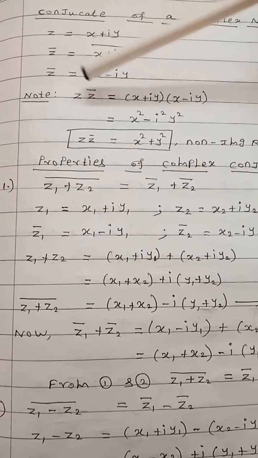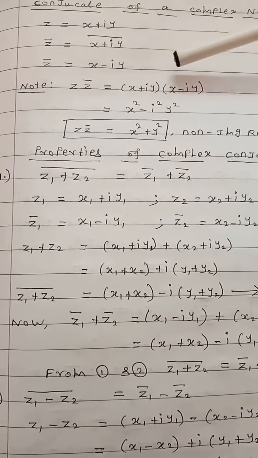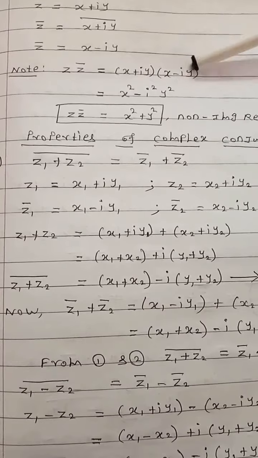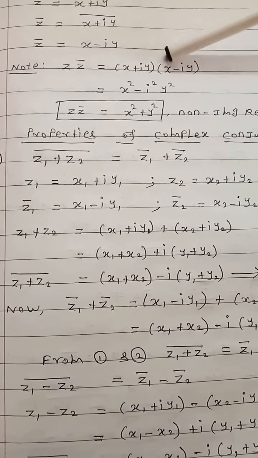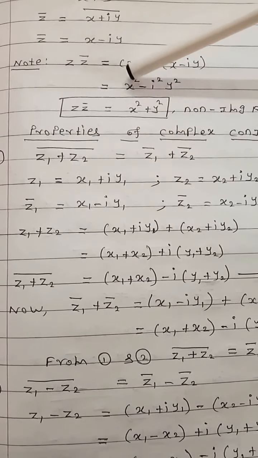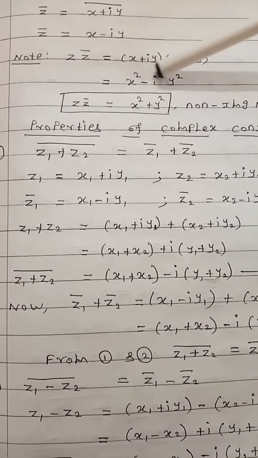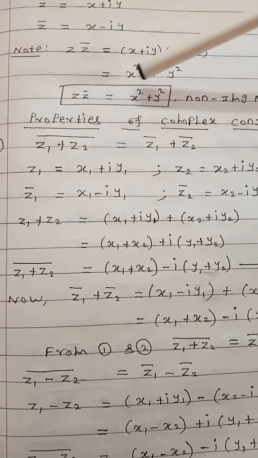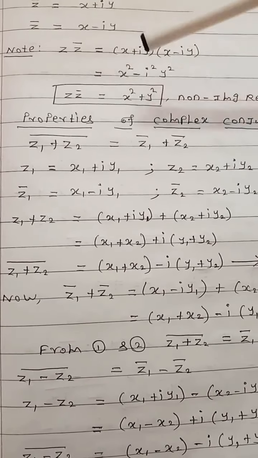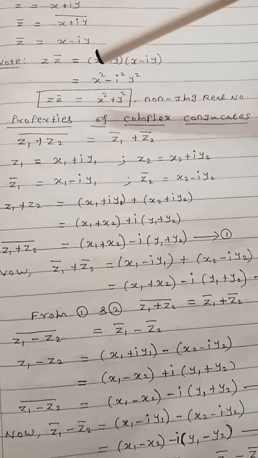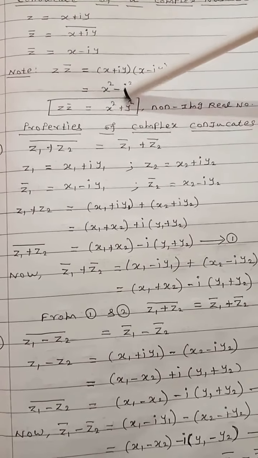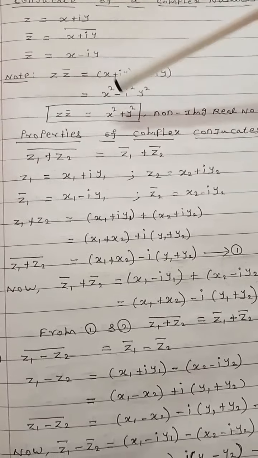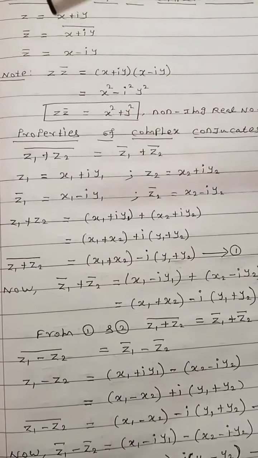Note z times z bar is x plus iy into x minus iy, which is nothing but a plus ib into a minus ib, that is a square minus i square b square. The value of i square is minus 1, so minus into minus is plus. So z z bar equals x square plus y square. Whenever you multiply a complex number with its conjugate, we will get a non-imaginary, real number, x square plus y square.